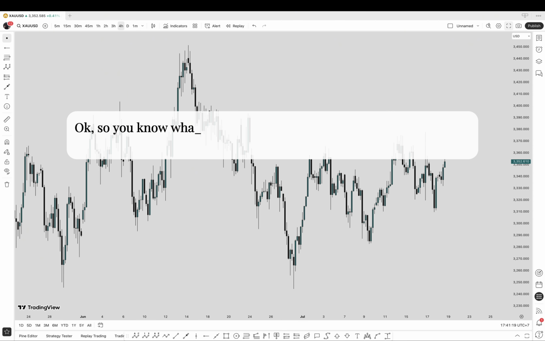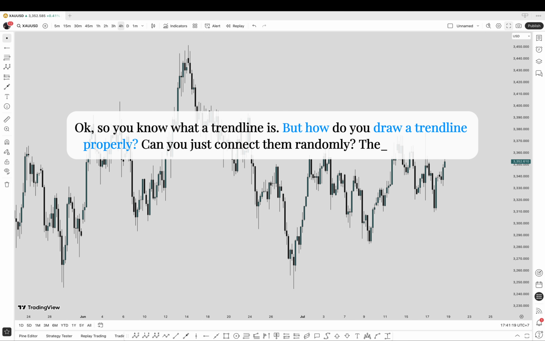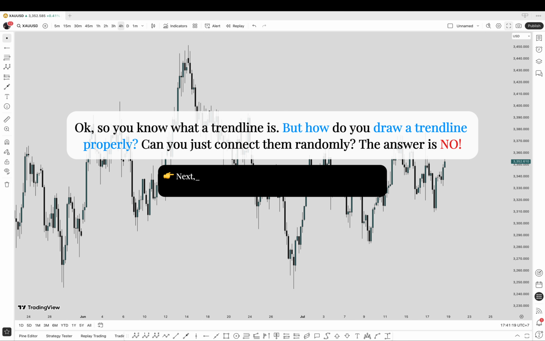Okay, so you know what a trend line is, but how do you draw a trend line properly? Can you just connect them randomly? The answer is no. Next, I will show you how to draw trend lines correctly, without falling into the trap of market illusion.